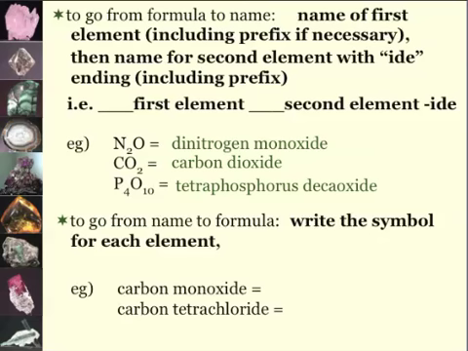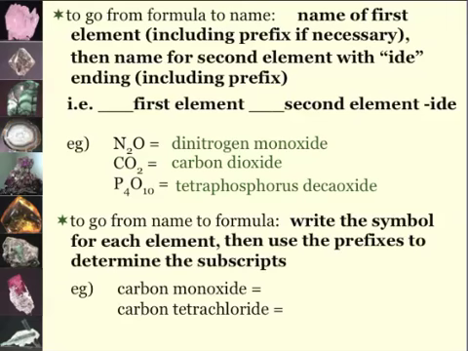Now let's go from a name to a formula. You're going to write the symbol for each element and then use the prefixes to determine the subscript. So when you have carbon monoxide there, you're going to first put the symbol for carbon, and then you're going to put the symbol for oxygen in this case, and then you're going to put in the subscripts. So this one is CO. Okay? Next one here is carbon tetrachloride, so CCl4, 4 for tetra.